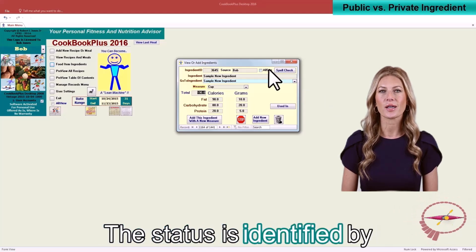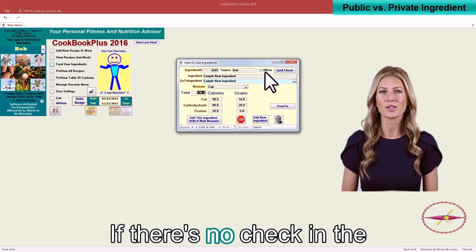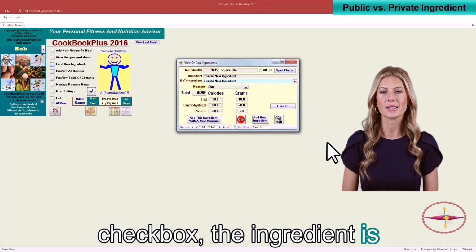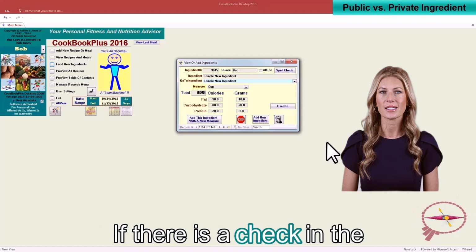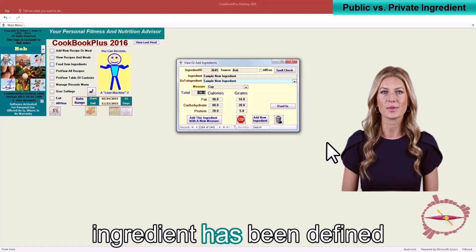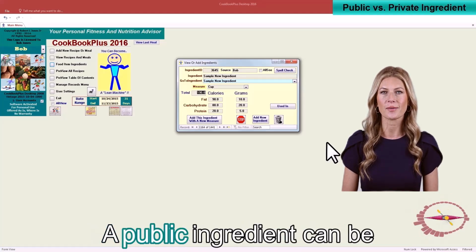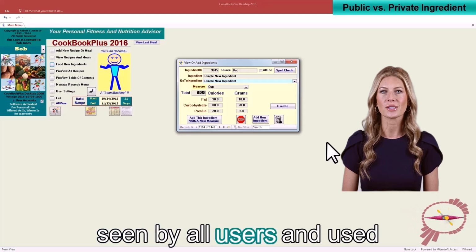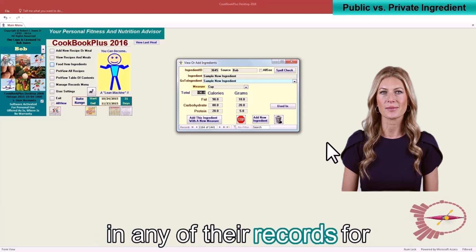The status is identified by the All See checkbox. If there's no check in the checkbox, the ingredient is still private. If there is a check in the checkbox, then the ingredient has been defined as a public ingredient. A public ingredient can be seen by all users and used in any of their records for recipes and meals.